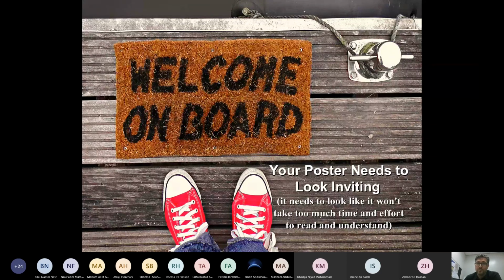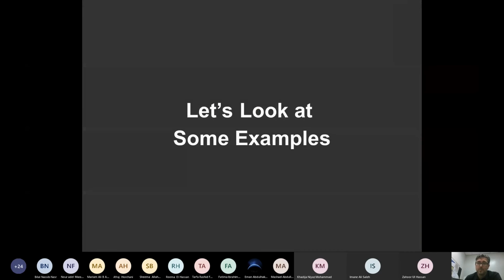Okay, so just so you understand what I'm talking about, let's take a look at some examples. I have a bunch of posters that we'll be looking at, and I want you guys to give me some feedback from yourselves on what you think is right and what you think is wrong with these posters. Okay, so the first one I'm going to show you is kind of a joke poster.